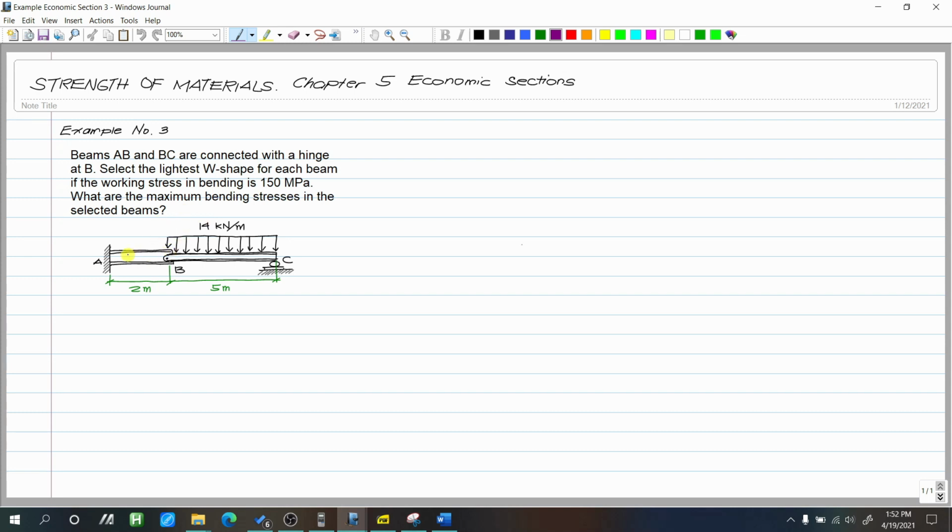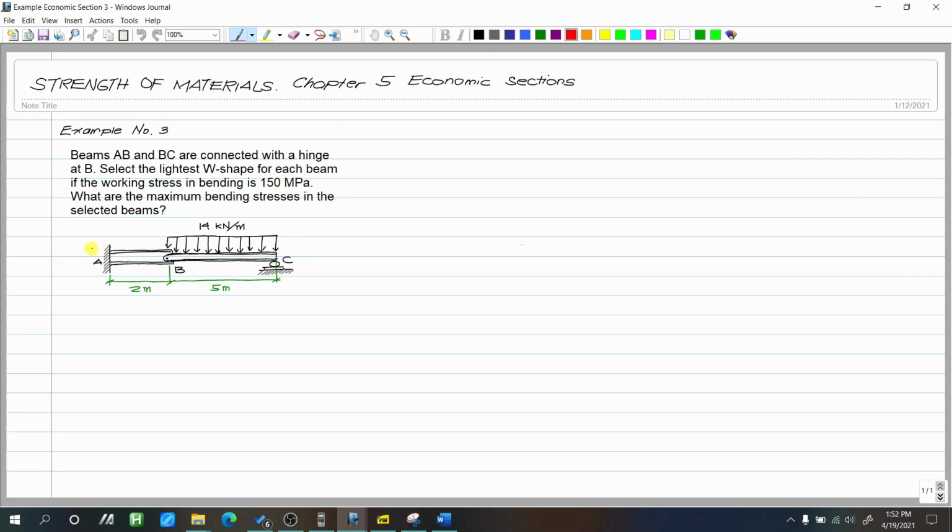Okay, so each segment, each beam. Beam AB and BC. So isa-select daw natin yung mga maximum bending. Okay? And this is a hinge and this is a pin connected. Okay? And this is a roller. So, solve natin yung mga reaction.